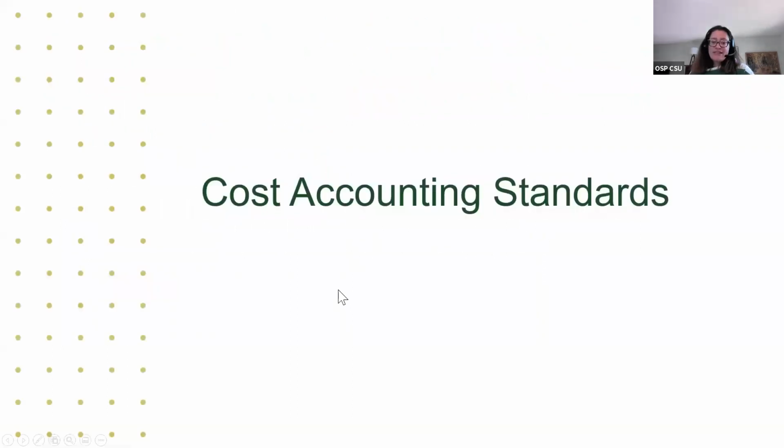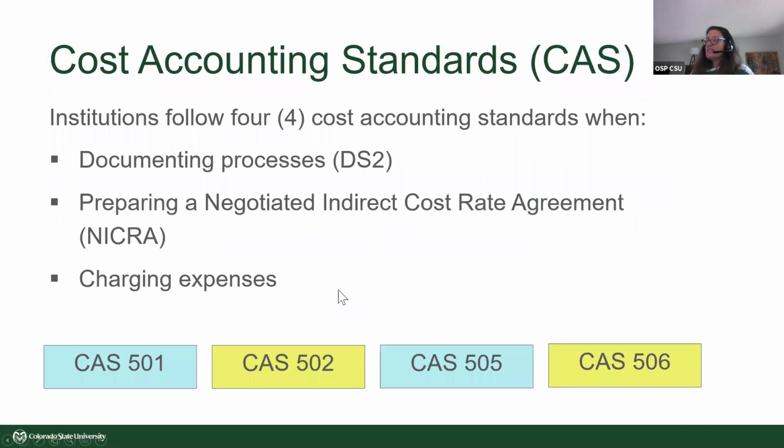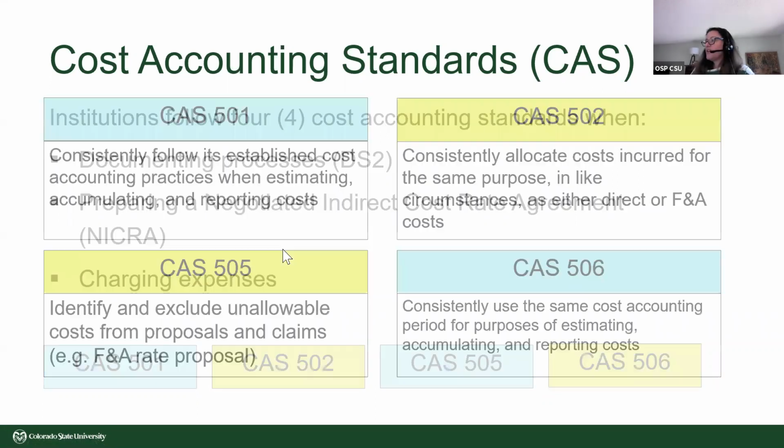Okay, cost accounting standards. Institutions need to follow 4 cost accounting standards. There are a lot of cost accounting standards, more so than what you see on the slide, but the 4 we deal with the most with institutes of higher education are 501, 502, 505, and 506, which will be explained in the next slide. So we're going to talk about cost accounting standards, our disclosure statement in relation to them, and also a little bit about preparing our negotiated indirect cost agreement.